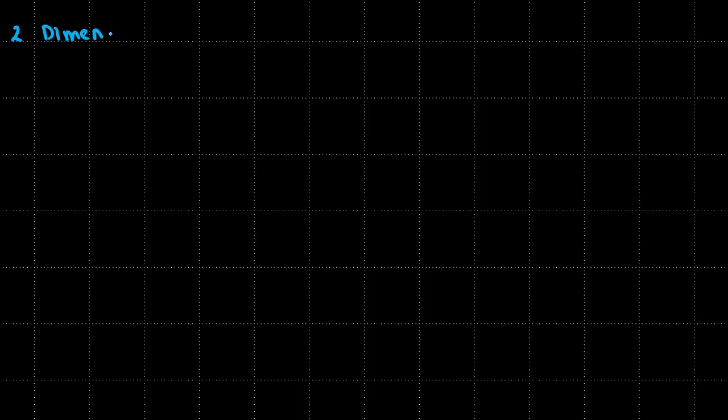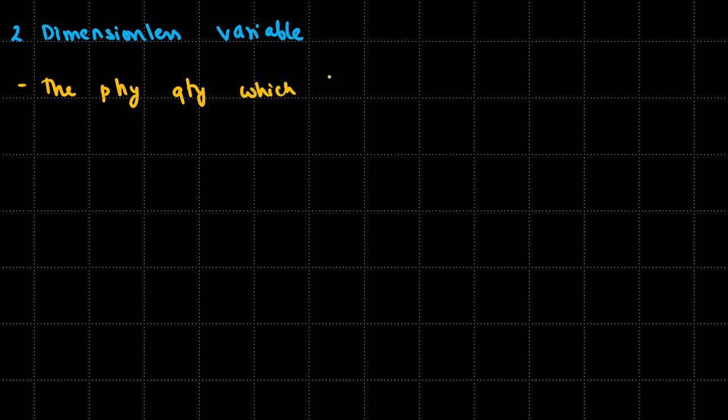Okay, the next one is dimensionless variable. The name makes it pretty clear. So I'm just writing the definition to make it easier for you, I guess, but it's pretty clear from the name itself. The physical quantity which neither has dimension nor fixed value.